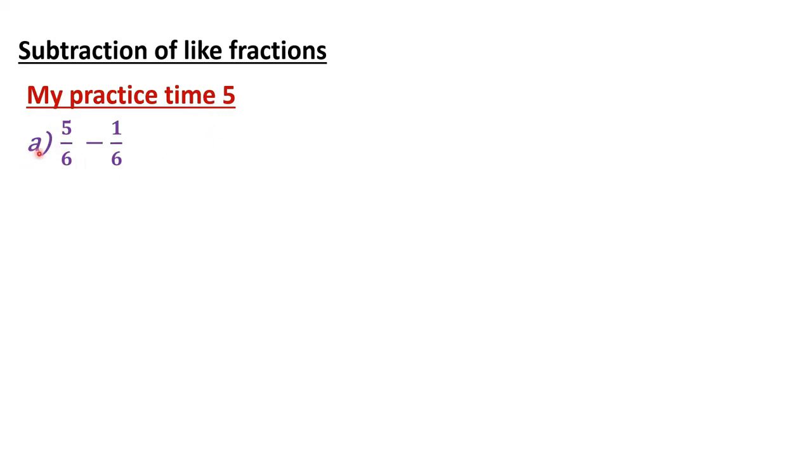So first one we are taking A. 5 by 6 minus 1 by 6. As you can see, the denominators are same, so this is a like fraction. So in this case, children, we have to only operate the numerators.